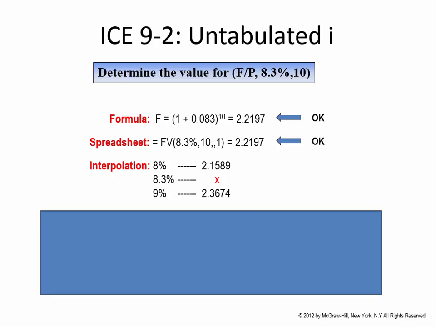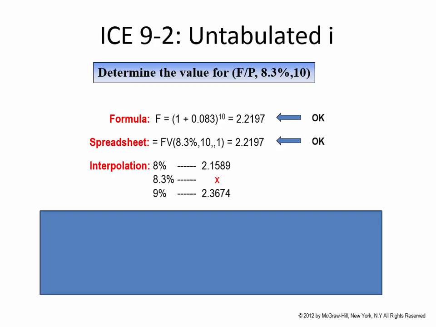And then for 9, the value is 2.3674. So here's 2.3674. Assume a linear trend between them as a simplification. It's actually not linear between them, but it's okay to estimate just for simplicity that it's linear. So what we want to know is if our interest rate is 8.3, then what is going to be the factor that we should use?